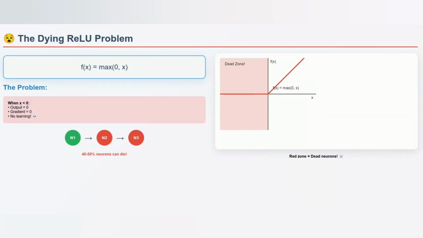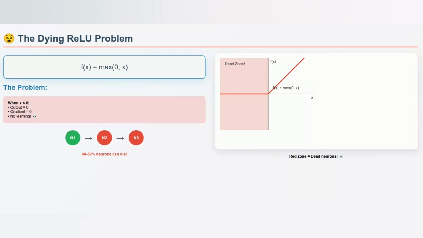Now, ReLU has been the go-to activation function for years. It's simple, fast, and works great in many cases. ReLU outputs the input directly if it's positive, otherwise 0. Simple, right? But ReLU has a serious problem called the dying ReLU problem.